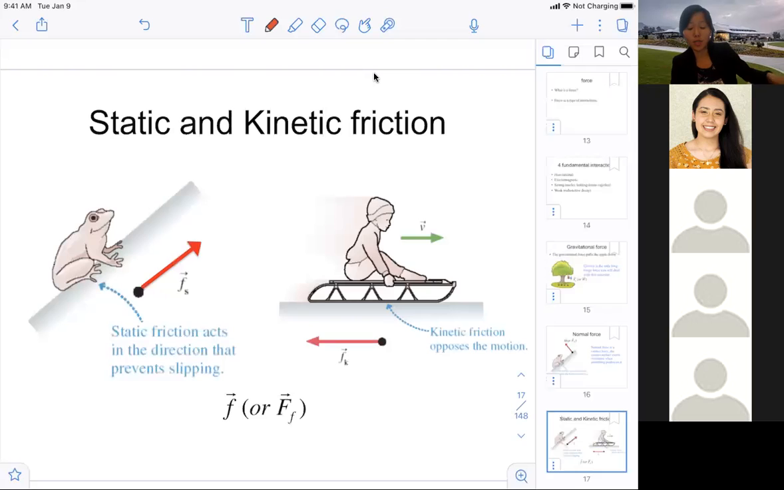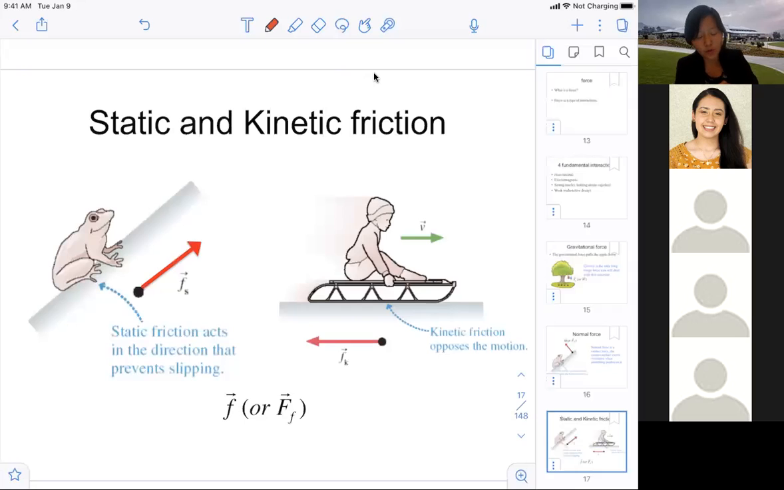sliding across the snow or going across the room, then you have kinetic friction. Now it is moving, right? The object is moving. Kinetic friction is always opposing the direction of your velocity. So if you're going to the right, the kinetic friction is pointing to the left. So you use little f sub k to represent it.